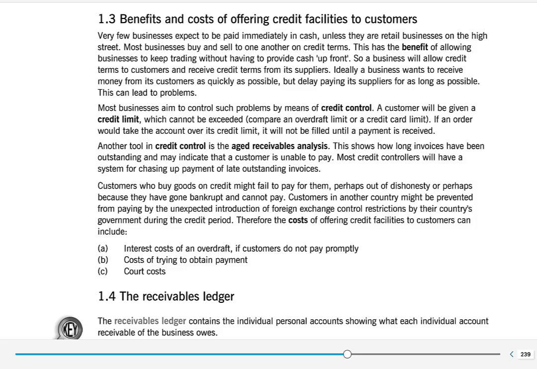The key warning in the book: delay in receiving money can cause problems. The book says that ideally a business wants to receive money from its customers as quickly as possible. Why? Because delays create pressure. The business still has to pay wages. The business still has to pay rent. The business still has to pay suppliers. The business still has day-to-day expenses. So even if sales are strong, the business can face cash shortages if customers pay slowly. This is exactly why the next idea appears in the book, credit control.